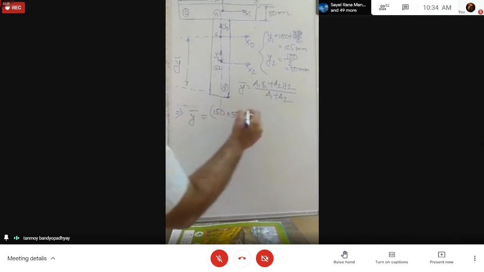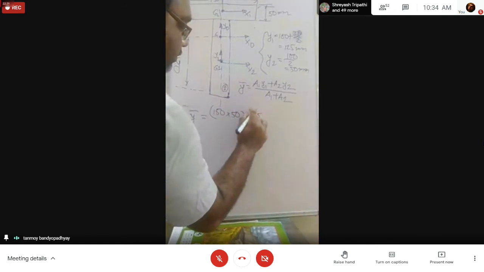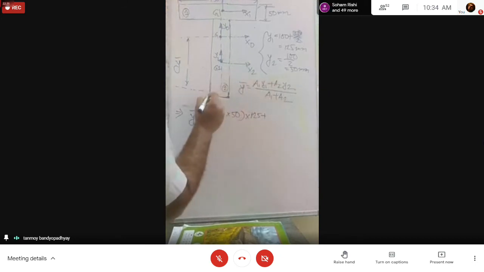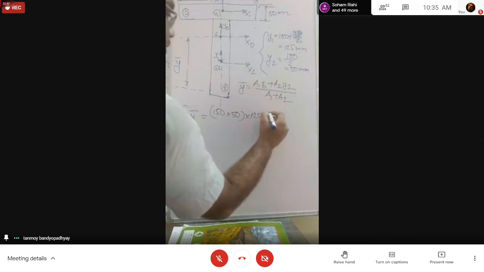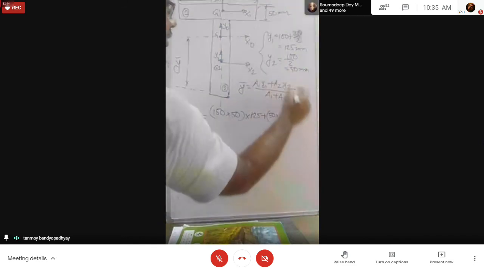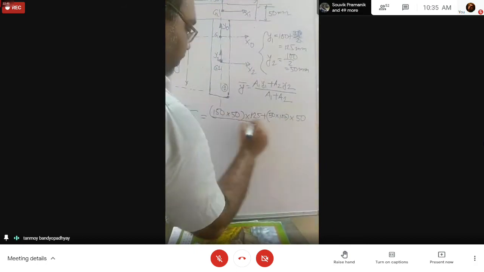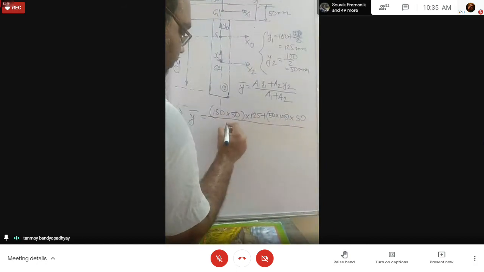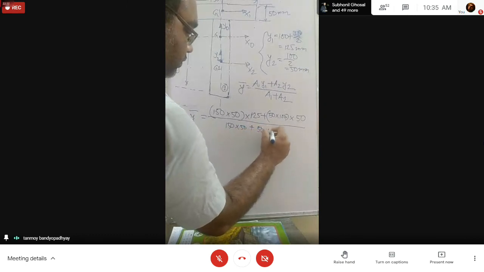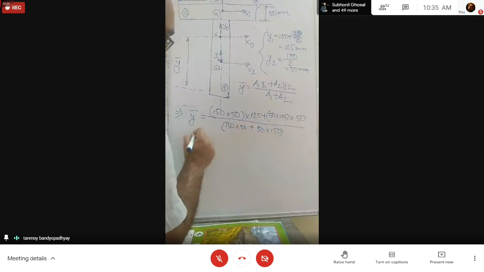So just put the values of y1 and y2 here. This is 125, plus a2, the area of this rectangle, is 50 cross 100, into y2 which is 50, divided by a1 plus a2. What is a1 plus a2? This is 150 into 50 plus 50 into 150. Just calculate and see what the y bar location is.